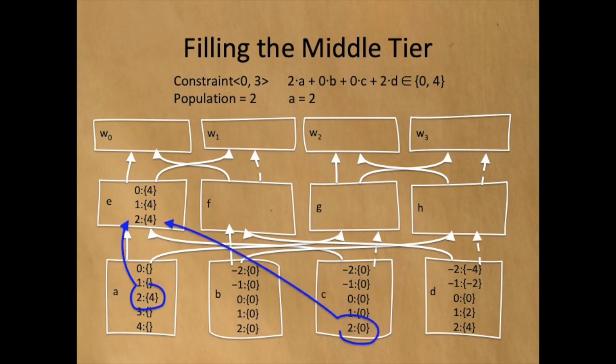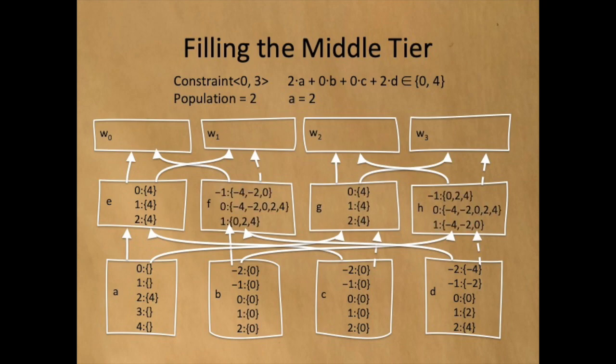And finally, we try to combine 2, 4 with 2, 0. The Hadamard value will be 2 plus 2 divided by 2, which equals 2, and the partial sum value will equal 4 plus 0, which equals 4. So node E has these 3 valid equation pairs. We proceed filling all of the nodes in the middle tier.